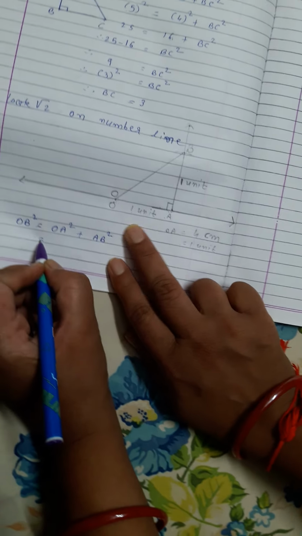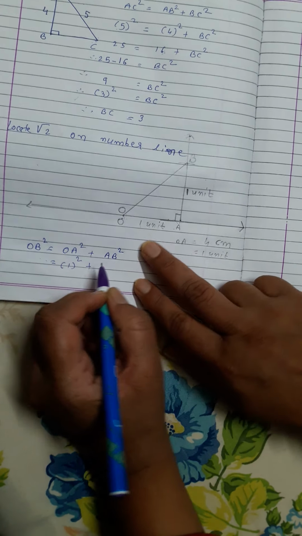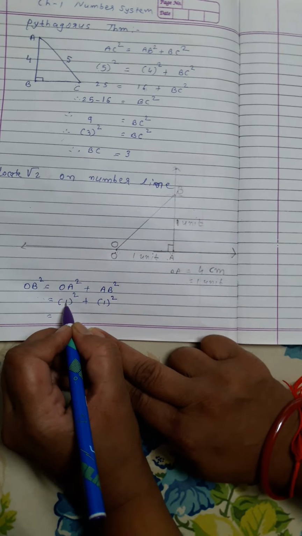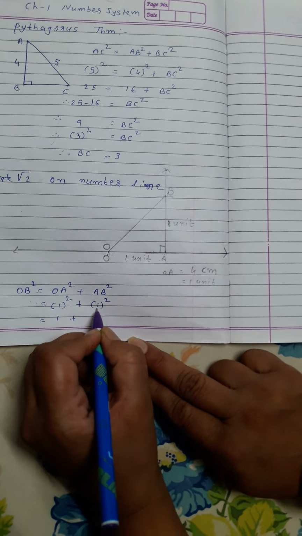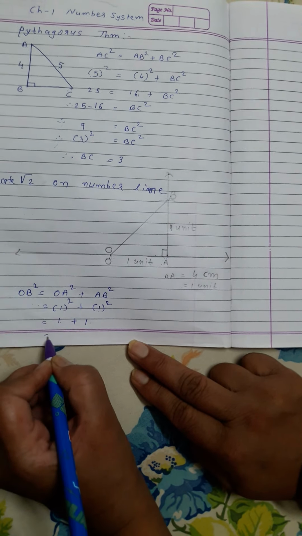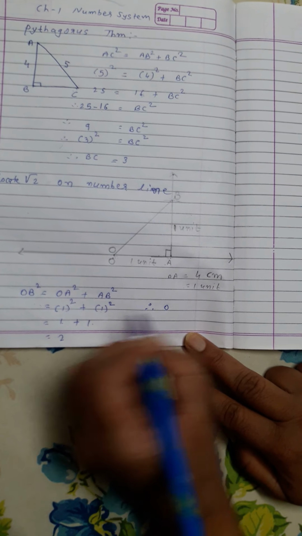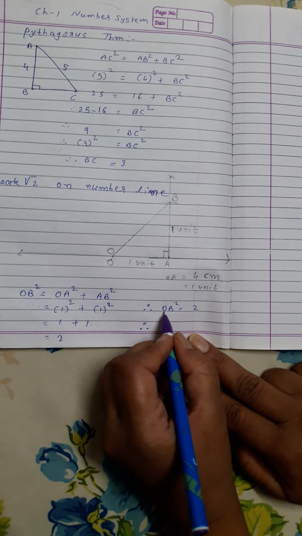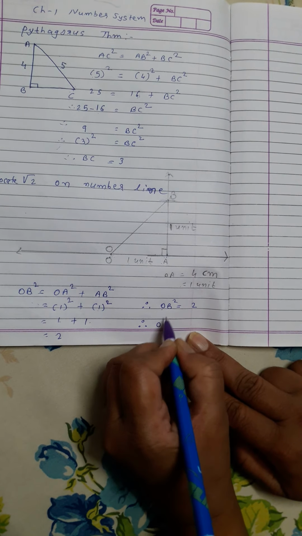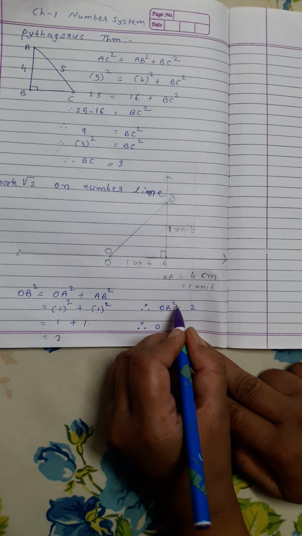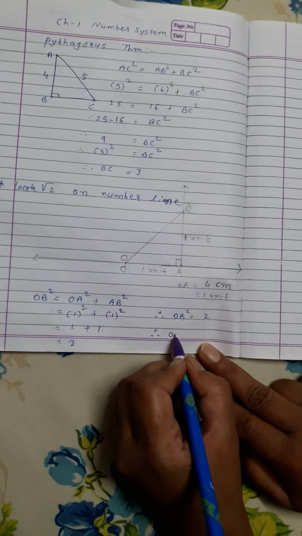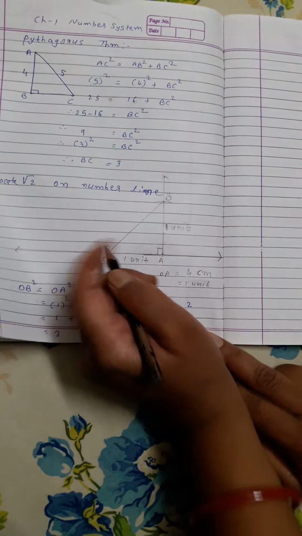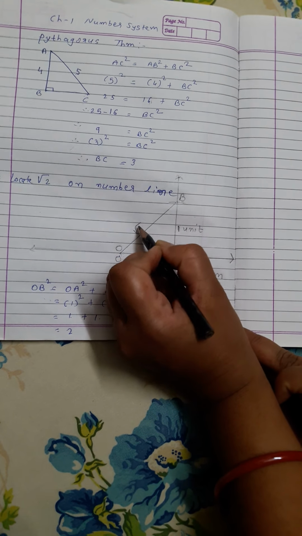Now OA we are taking as 1 unit, so 1 square. AB is also 1, so 1 square. 1 square is 1, 1 square is 1, 1 plus 1 is 2. Therefore OB square equals 2, and taking square root on both sides, the square will cancel. So OB equals root 2.